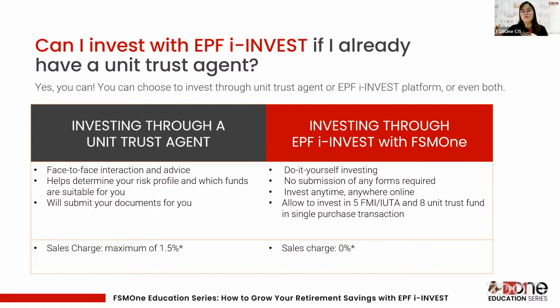Also, the EPF i-INVES portal allows members to purchase up to 8 unit trust funds from a maximum of 5 fund houses in one single purchase transaction. In terms of sales charge, there is also no upfront fee imposed by the fund houses for investment transacted through the EPF i-INVES portal with FSMOne. But don't worry, even if you have invested with a unit trust agent previously, you are still eligible to invest with both methods together.